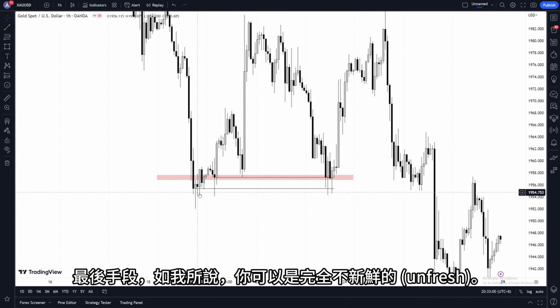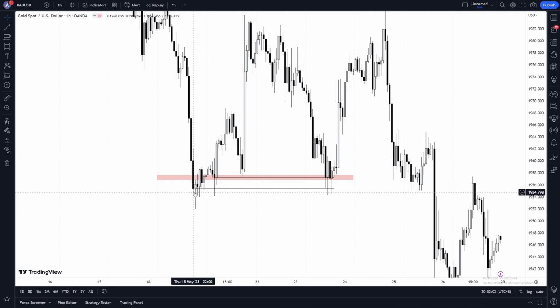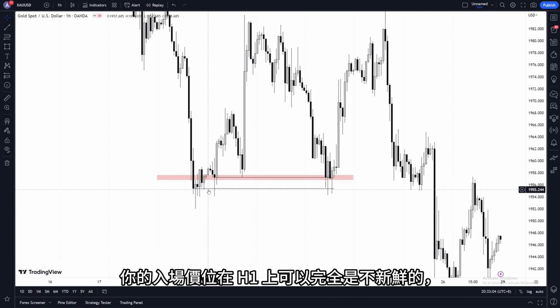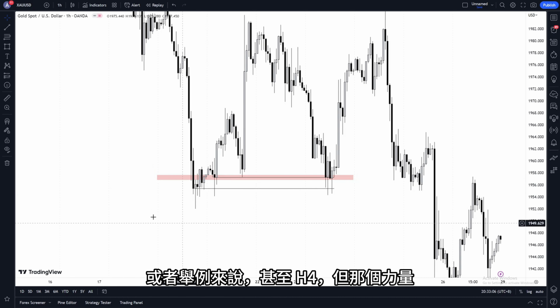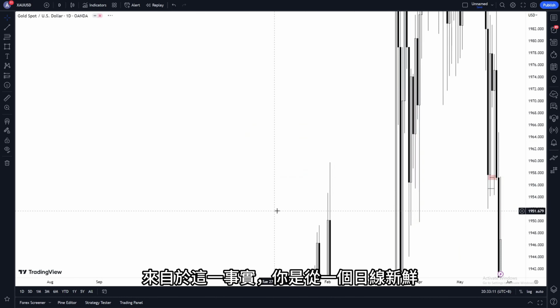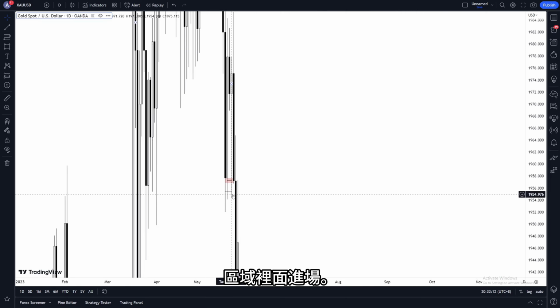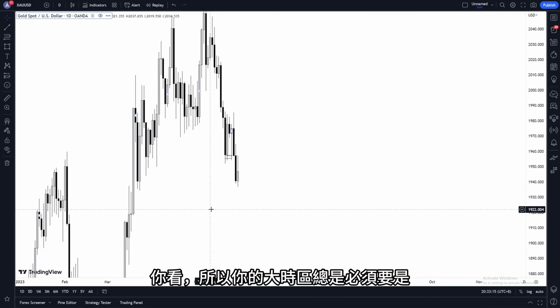Last resort, as I said, you could be completely unfresh. Your entry level could be completely unfresh on the H1, or for example, maybe even the H4. But the power comes from the fact that you're entering from inside a daily fresh. You see, so your higher time frames always have to be fresh.